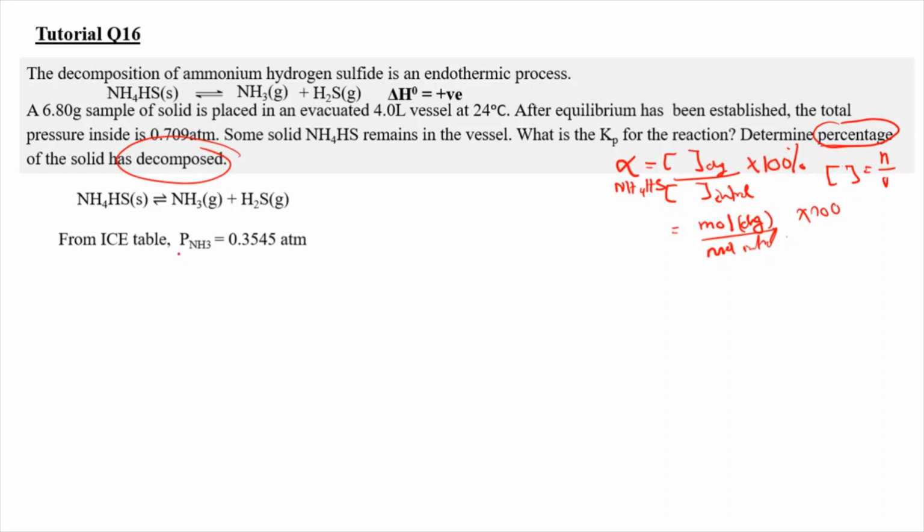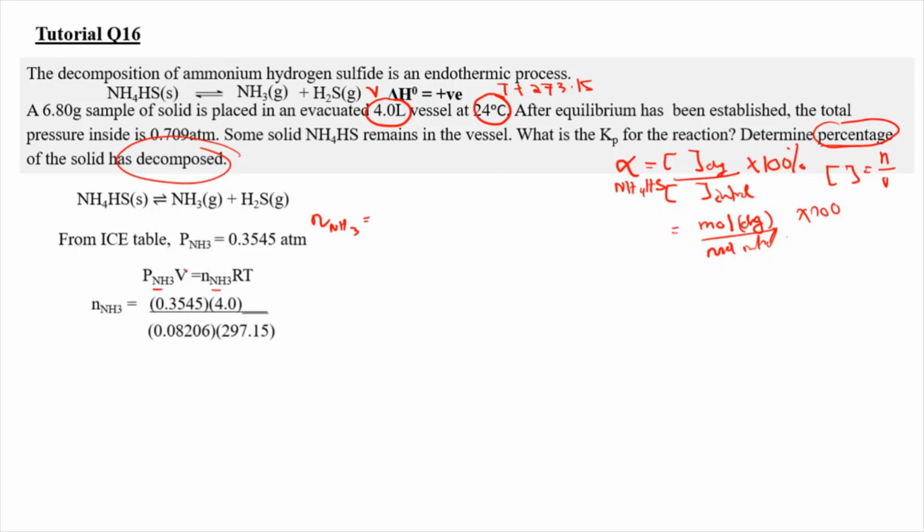And from the ICE table, we know that the partial pressure of the NH3 is 0.3545. From here, we can find out the number of mole of ammonia first, in which we can use the ideal gas equation because we have the volume and we have the temperature, which we need to convert into Kelvin by adding 273.15. So we know that PV is equal to nRT, and since we are talking about ammonia, we need to specify that. We can find the number of mole of ammonia by dividing PV with RT.